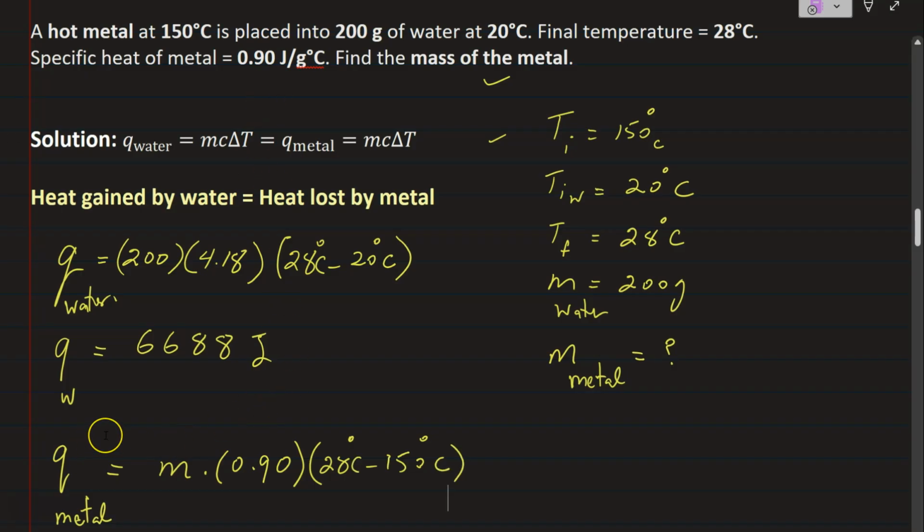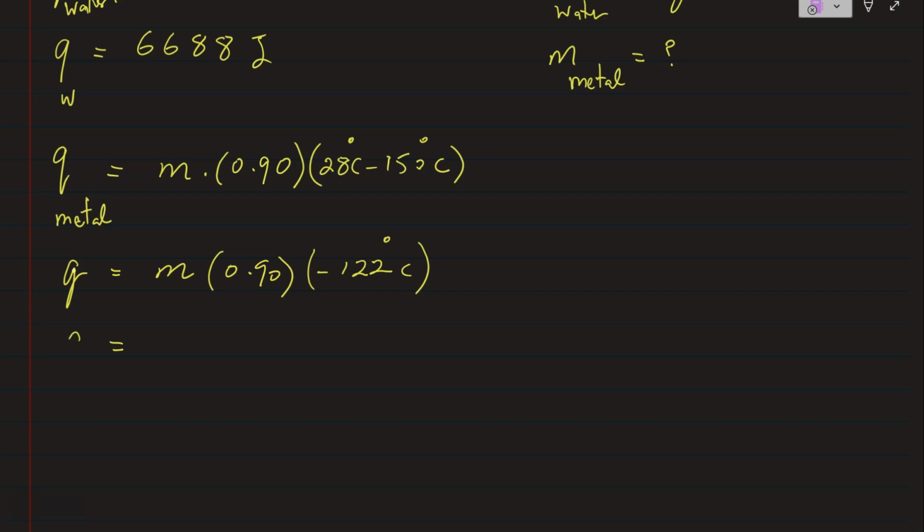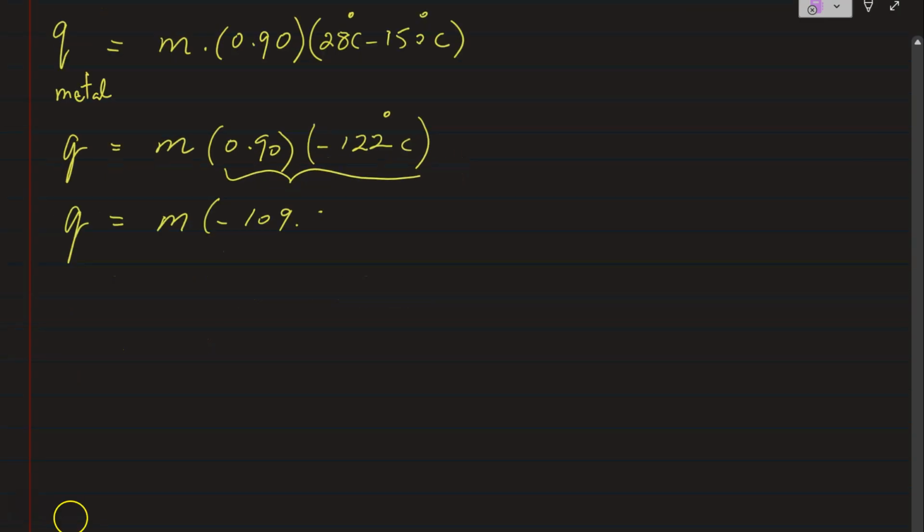Now we're going to go ahead and polish this. When you rewrite this, the mass we don't know, times 0.90, and then here we get negative 122 degrees Celsius. Then we do the math. Because it's a multiplication, you get m times negative 109.8.